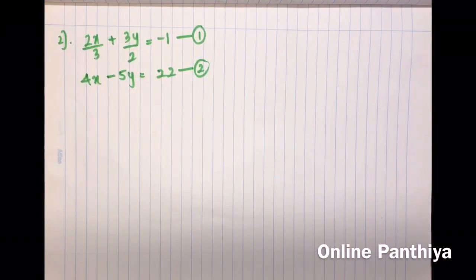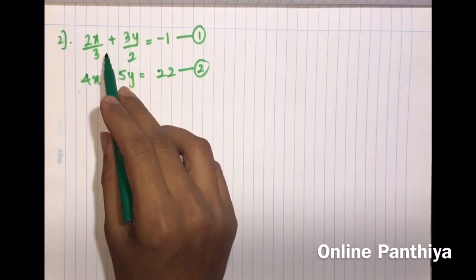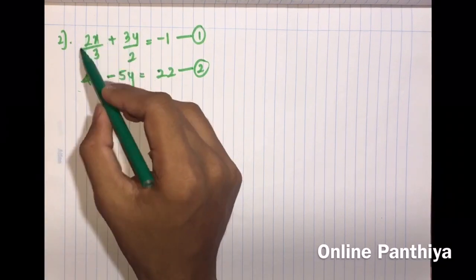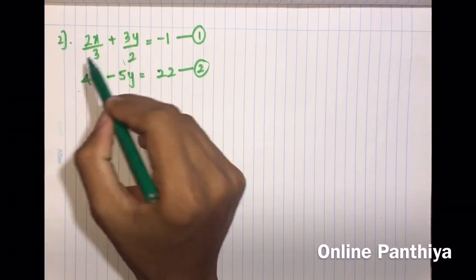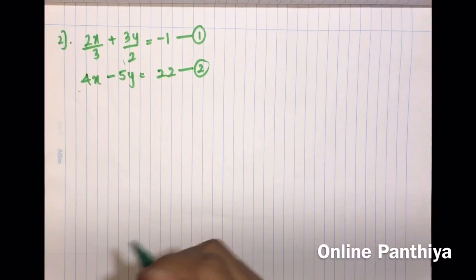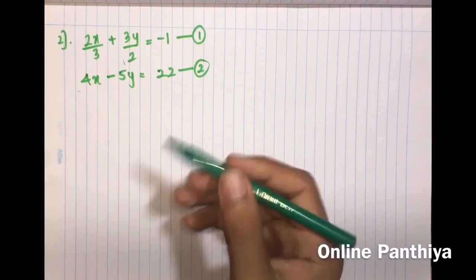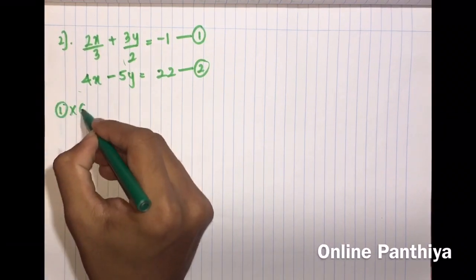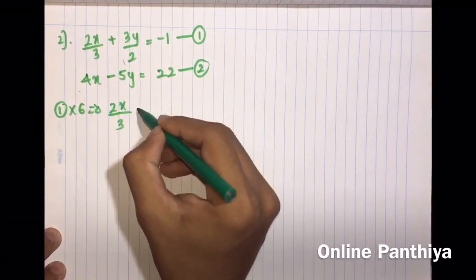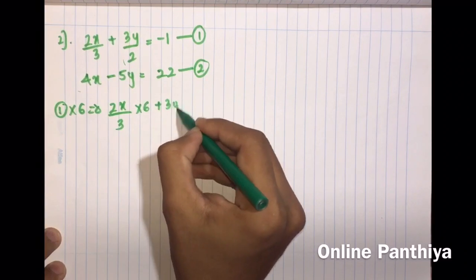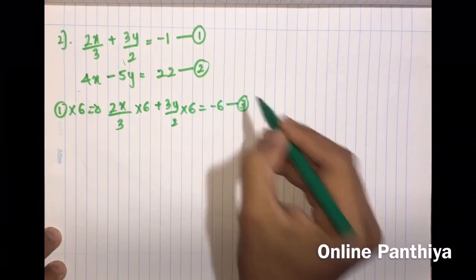Okay, now how do you solve? If you look carefully, here you don't have fraction form, but here you have fraction form. It is easy if you convert this fraction form into normal form. That means you have to cancel this 3 and 2. In order to cancel both, what is the best way I can adopt? You have to find the LCM of 3 and 2. What is the LCM of 3 and 2? That is 6. So you multiply the first equation by 6. Let us show the way of multiplying. 2x over 3 plus 3y over 2, you multiply by 6, and here you have minus 6. I call this equation 3.